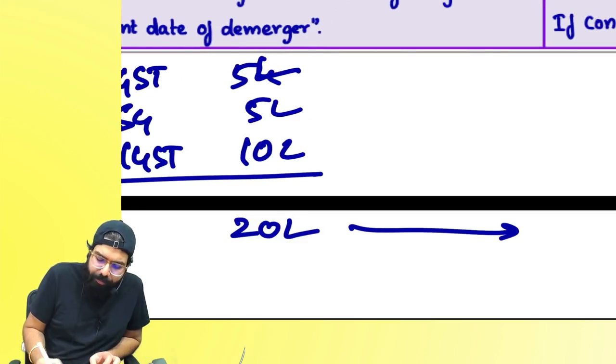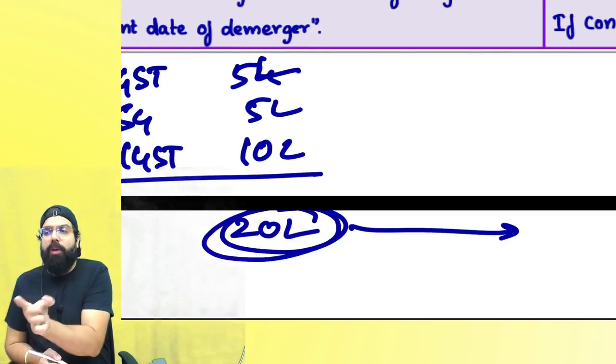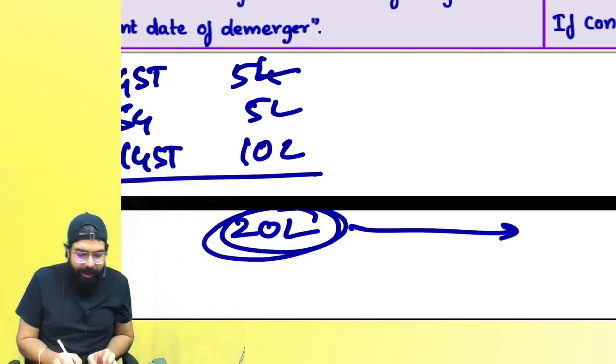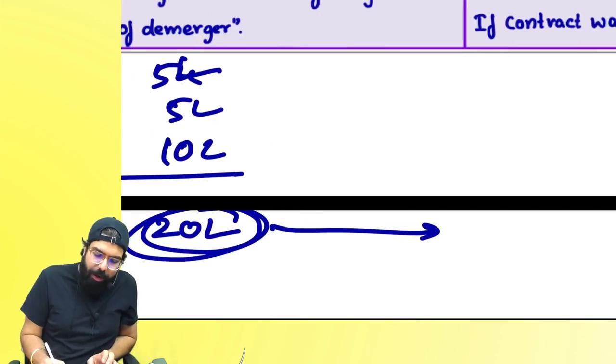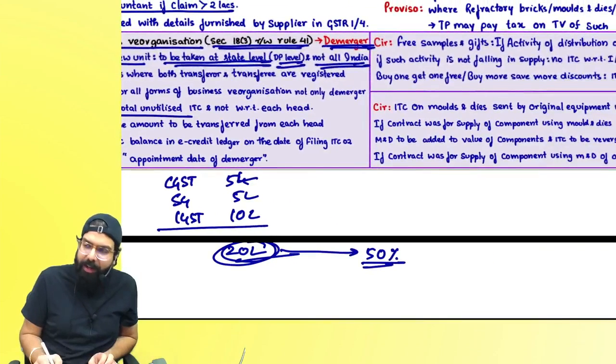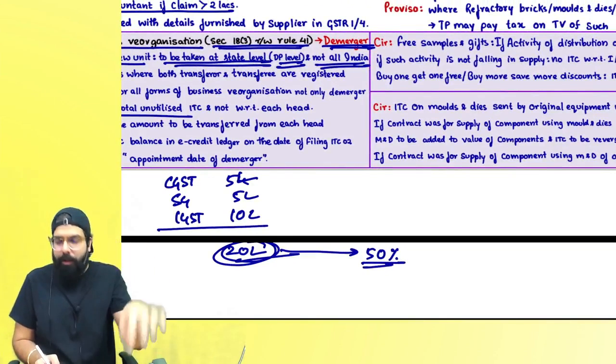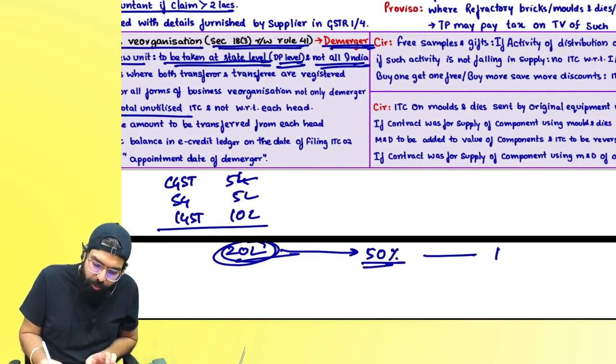Will I apply that apportionment asset ratio on the total amount or on each head? The government told us to apply it on the total amount. If you transfer 50% of the assets, you will transfer 50% of the credit. So apply it on the total amount, and you have to transfer 10 lakh.